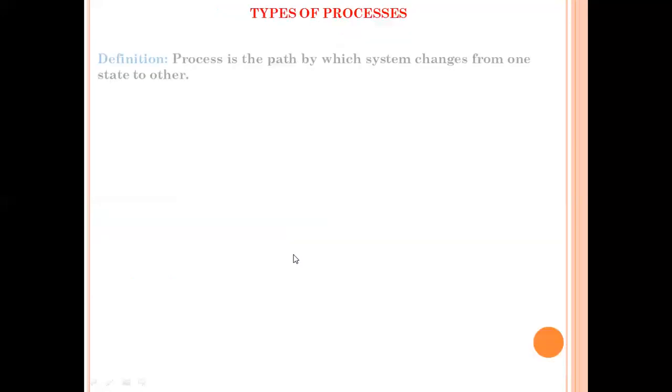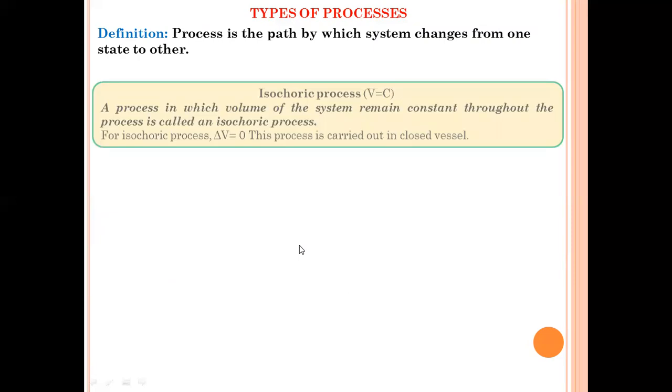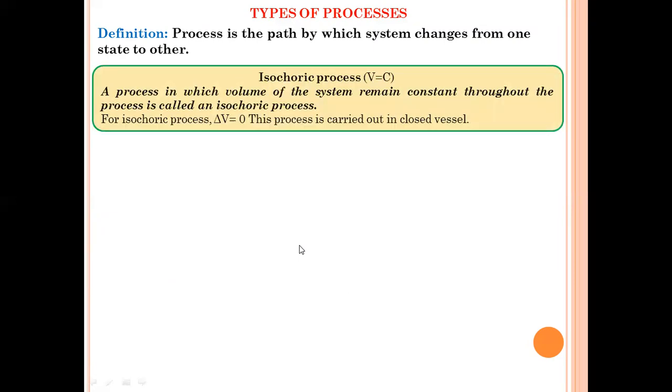Types of process. A process is nothing but the path by which the system changes from one state to another state. During the change of the system from one state to another, the process occurs. There are four different types of process in thermodynamics. The first one is the isochoric process, also called the constant volume process. A process in which the volume of the system remains constant.